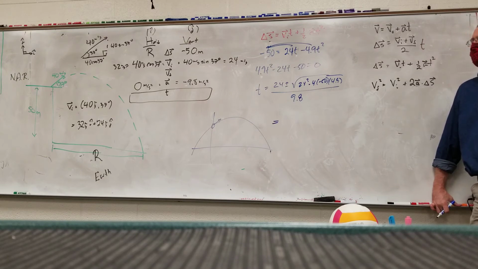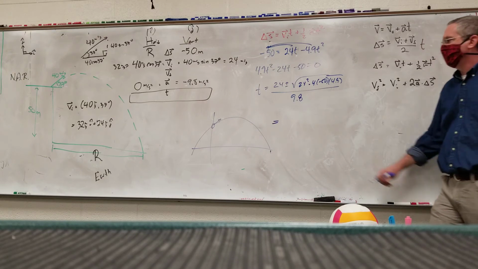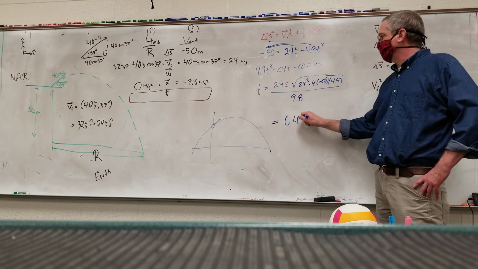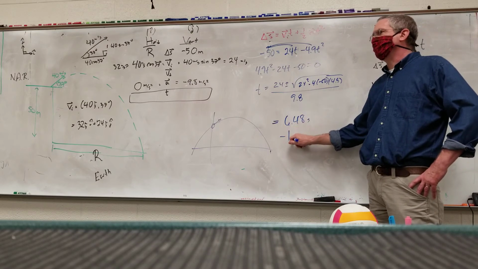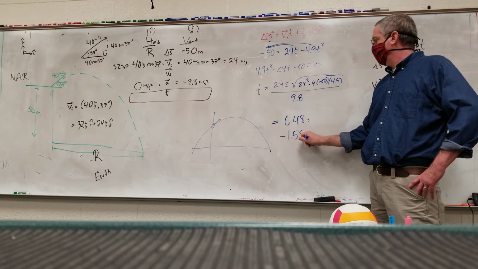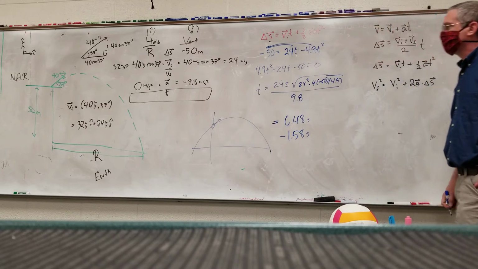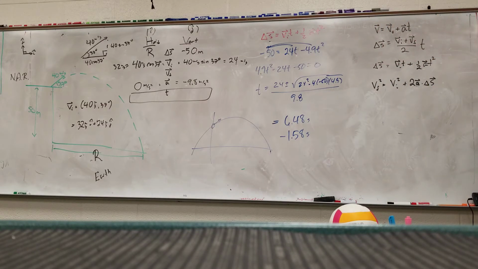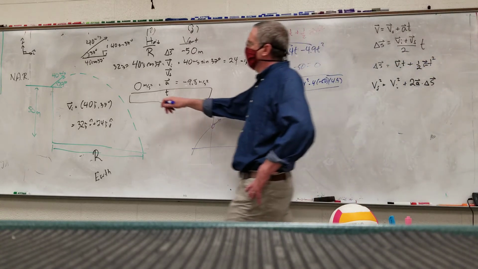All right, so what are our two answers? 6.48 and negative 1.58. 6.48 seconds and negative 1.58. Now, what time does it reach a peak? Reach this peak right here?